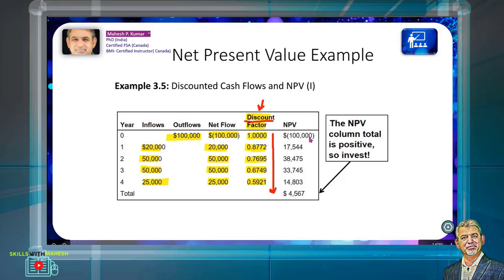Now, here we do what? Here, 100,000 times the discount factor gives us this number. 20,000 times the discount factor gives us this number. 50,000 times the discount factor gives us these numbers, right? And after 4 years, the project is worth nothing. The machine that we were using to create these revenues is gone. And then we total all these numbers. And this is net present value.